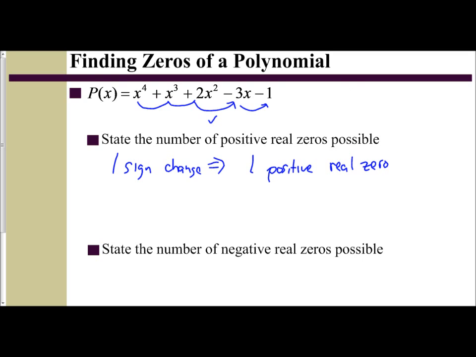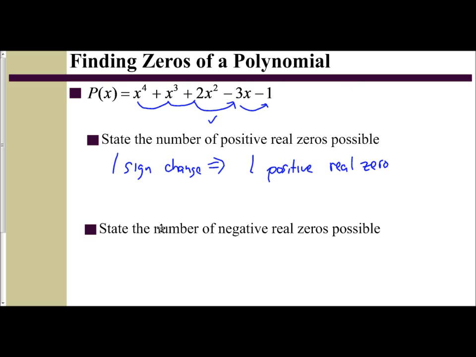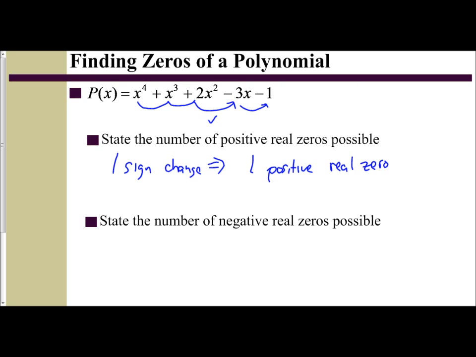And so we do the same thing for p of negative x here. I have to rewrite my polynomial, and this time put a negative x. So I have negative x to the fourth plus negative x cubed plus 2 times negative x squared minus 3 times negative x minus 1.